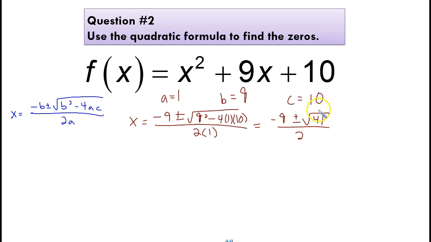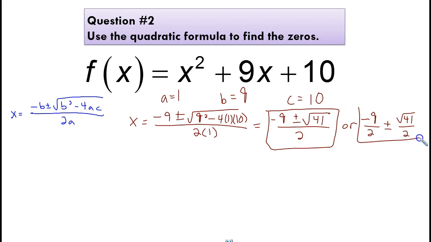9 and 2 don't reduce. Some students will circle this, and it is an acceptable answer. So I'm going to go ahead and circle it here. Or you will often see it broken up into 2 fractions as negative 9 over 2 plus or minus root 41 over 2. And neither of those fractions can be reduced. The other way that you might see this is as 2 separate answers, where you've got the plus version and then the minus version, because really this is negative 9 plus root 41 over 2 as one solution, and negative 9 minus root 41 over 2 as the second solution.